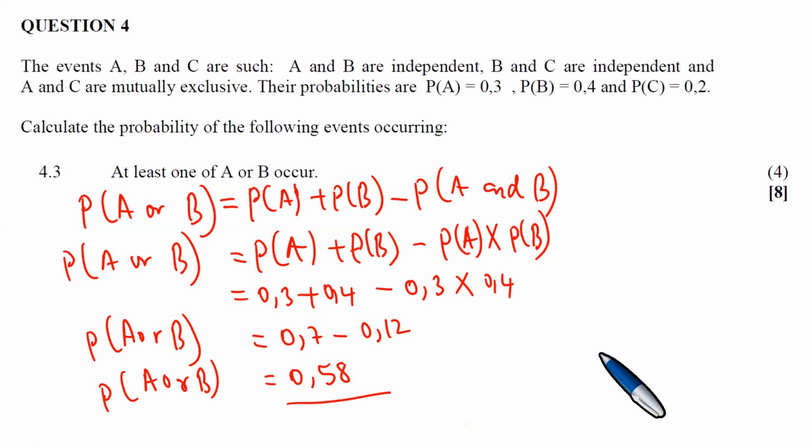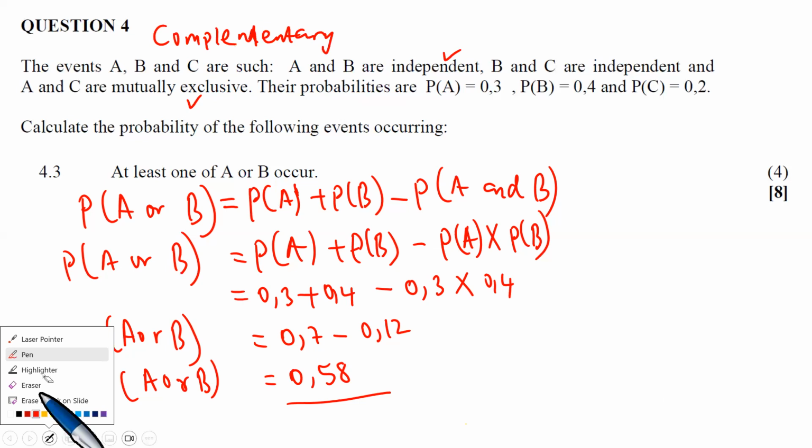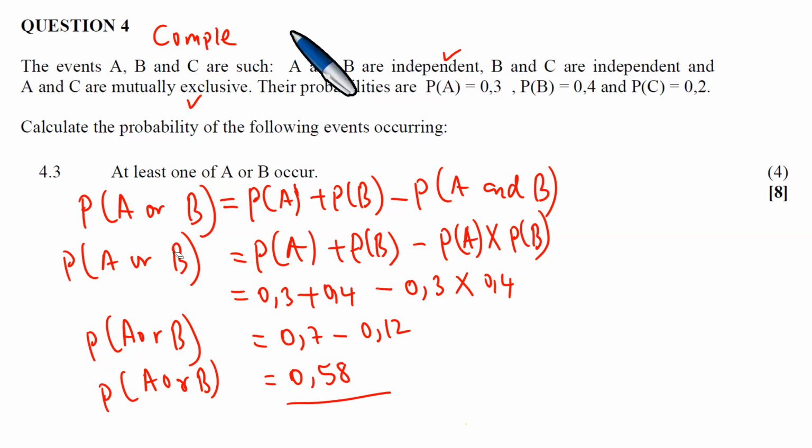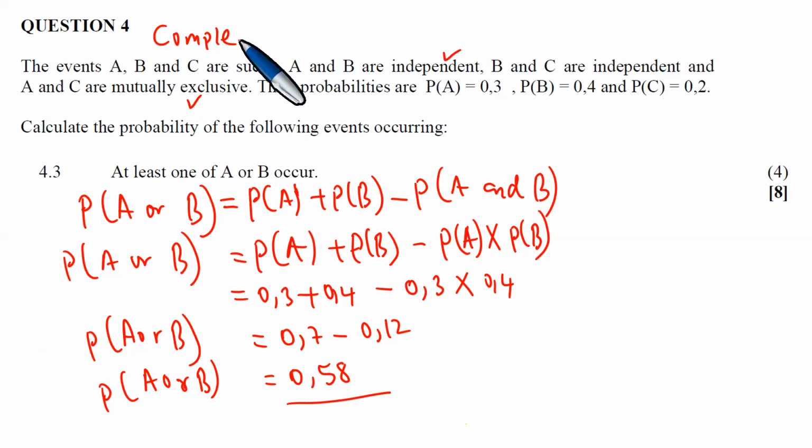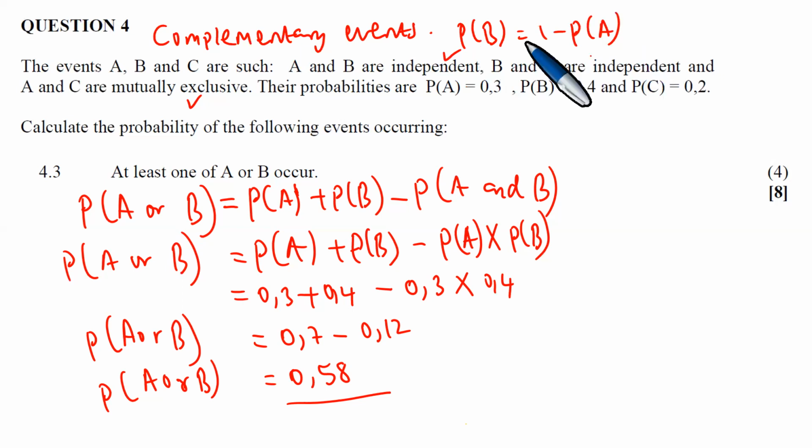So we have looked at mutually exclusive events. We have looked at independent events. We have looked at complementary events. I'm just recapping on this so that you can remember. Complementary events: the probability of B is 1 minus the probability of A, then A and B are complementary events. Okay, right. We looked at these probability calculations.